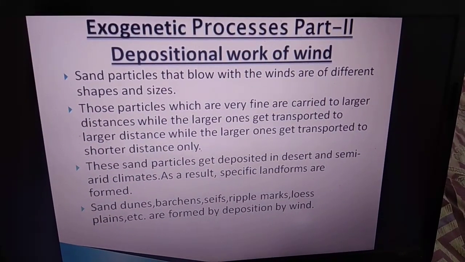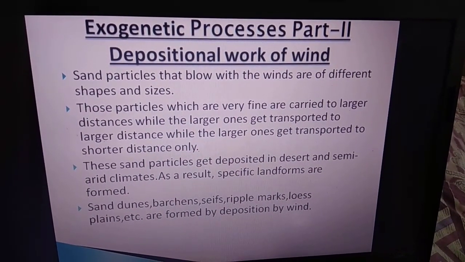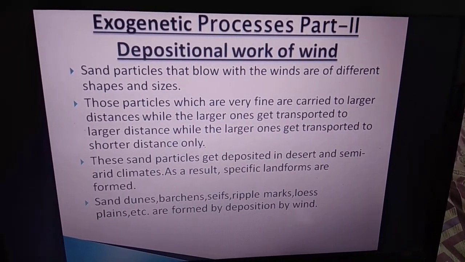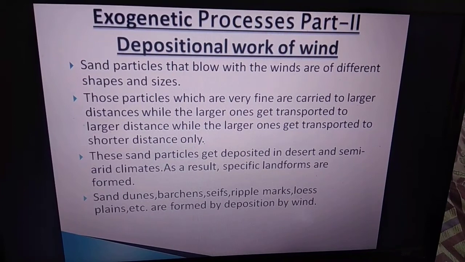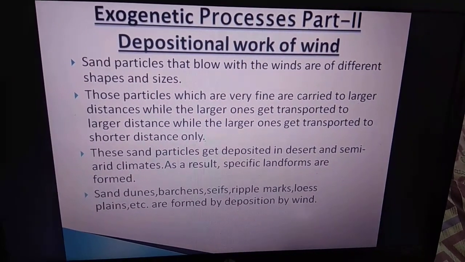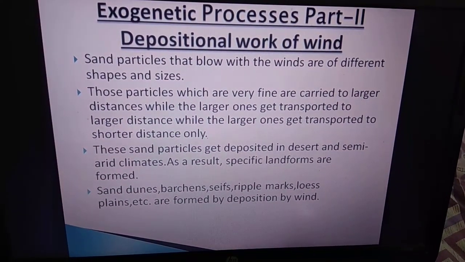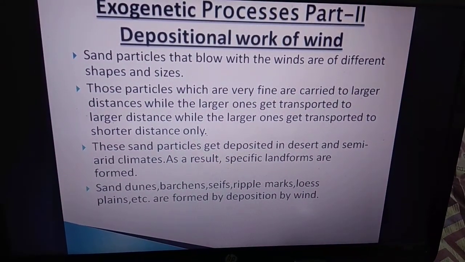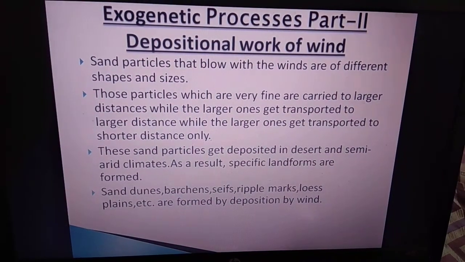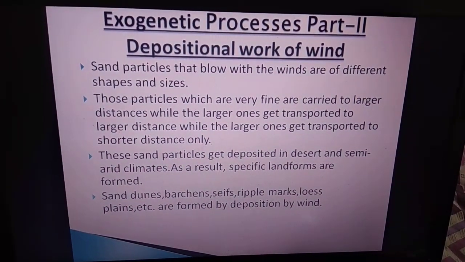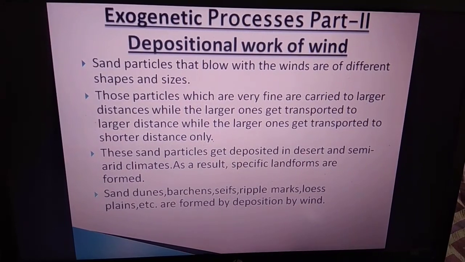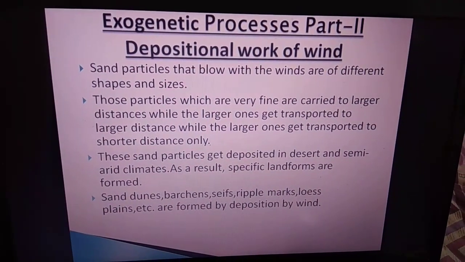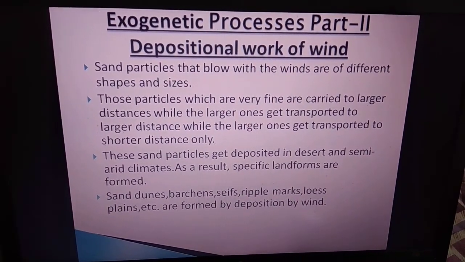Now our next topic is the depositional work of wind. First point: sand particles that blow with the wind are of different shape and size. The second point: those particles which are very fine are carried to a larger distance, while the larger ones get transported to a shorter distance only. Third point: these sand particles get deposited in desert and semi-arid climate. As a result, specific landforms are formed.